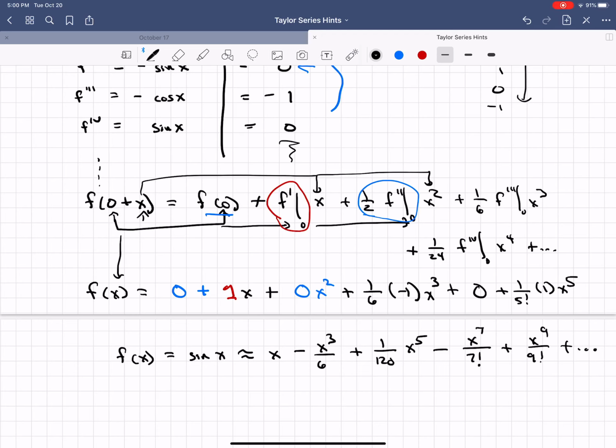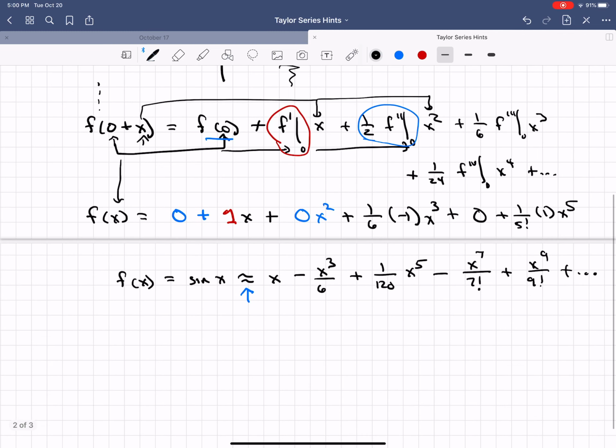And I use here an approximately equal sign because I didn't write out all the terms. I guess since I wrote plus dot dot dot, I could have used an equal sign there. But if I only keep that number of terms, then I might say it's approximately given by this here.